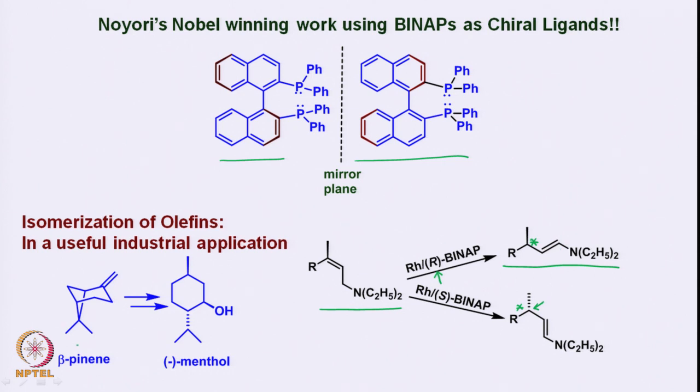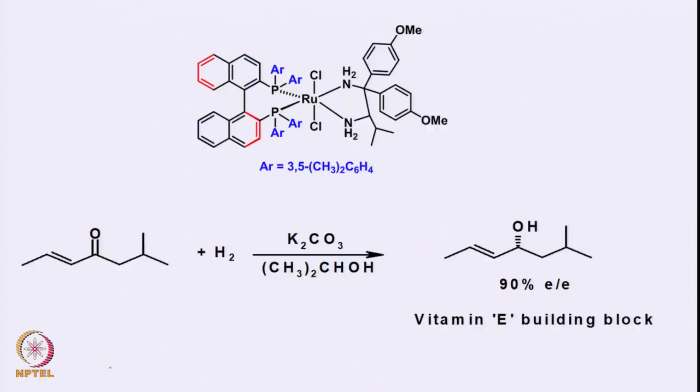This is what was utilized in the synthesis of menthol by the Takasago company. The beta-pinene was eventually converted to this (-)-menthol using a series of reactions, one of them being isomerization of olefins using a rhodium BINAP catalyst.